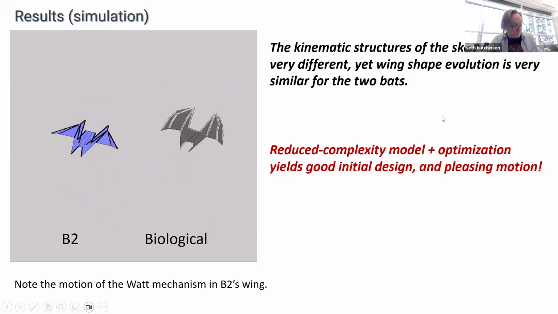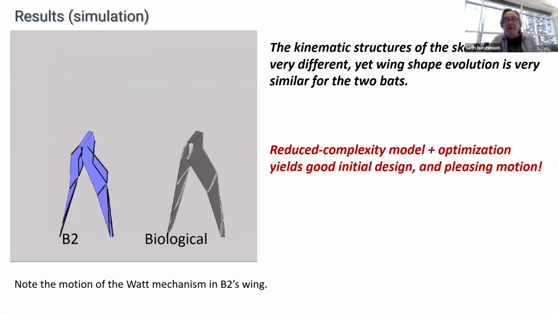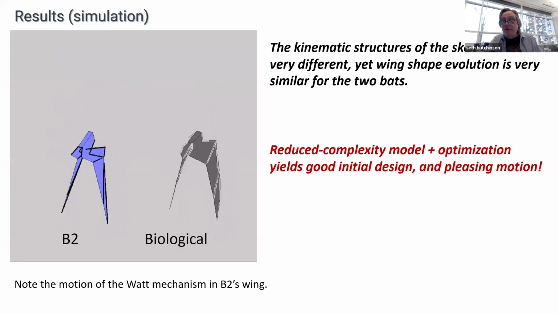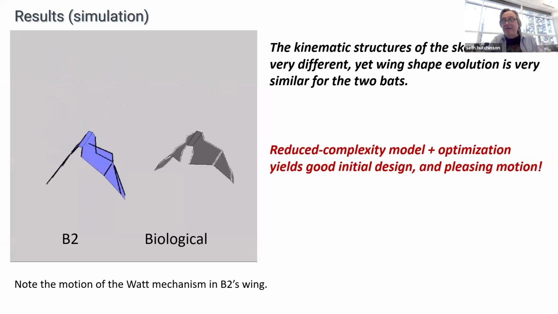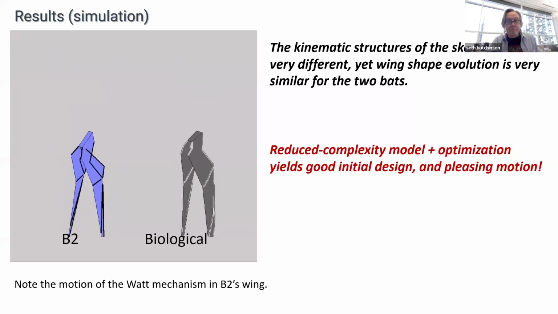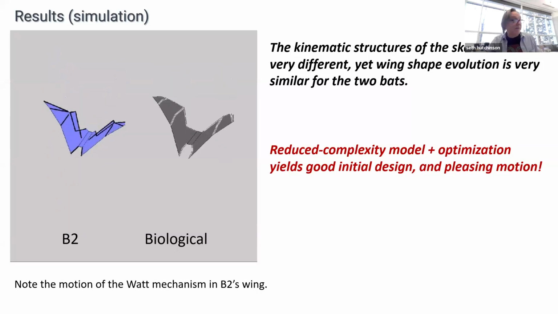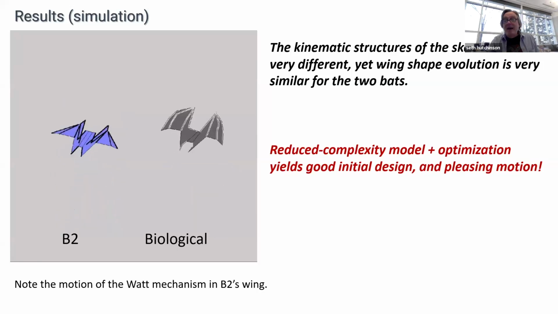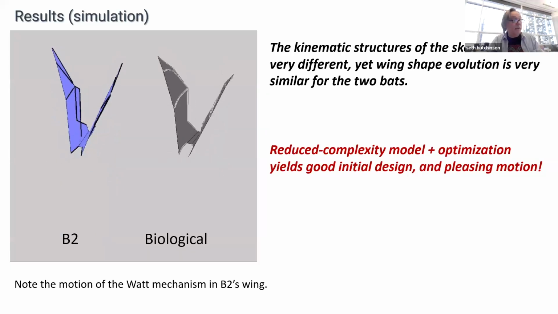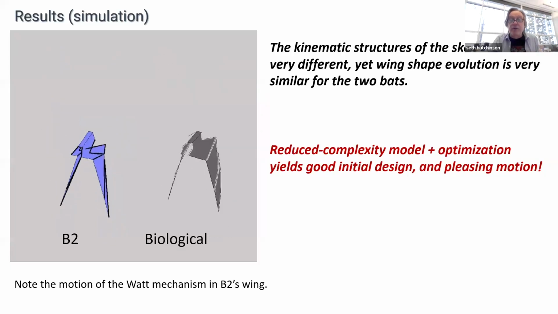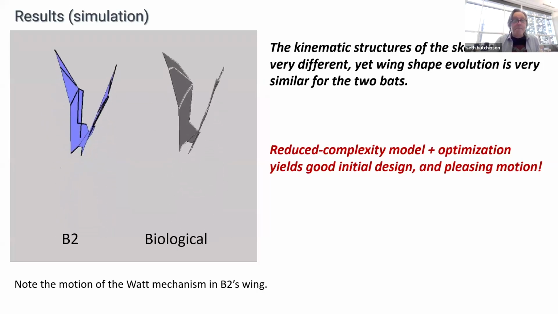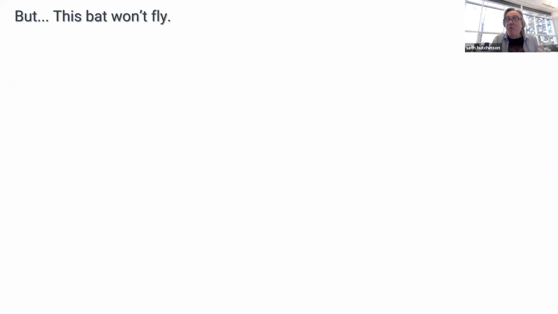And if you do that, you arrive at a design of the kinematic structure and a trajectory of the joints that looks like the thing on the left, right? The thing on the left, B2, is the bat. The thing on the right is the biological robot. And to your eye, my guess is it looks like those things are the same, right? The trajectories look the same. The geometry looks the same. Everything looks pretty good. And that bat won't fly, right?